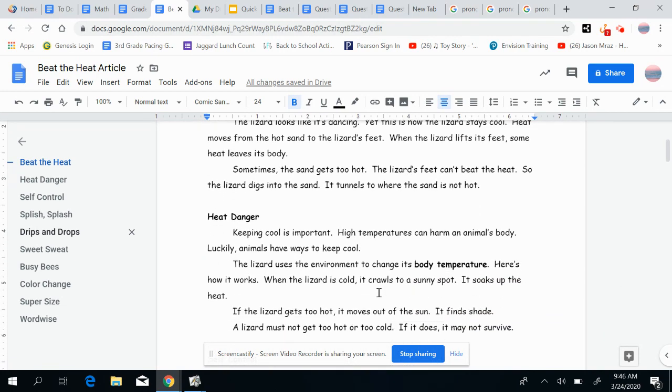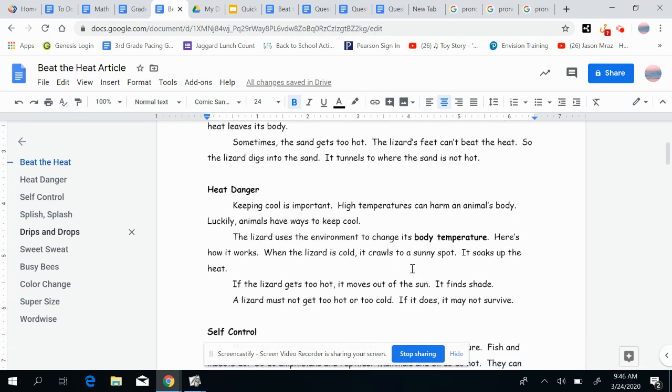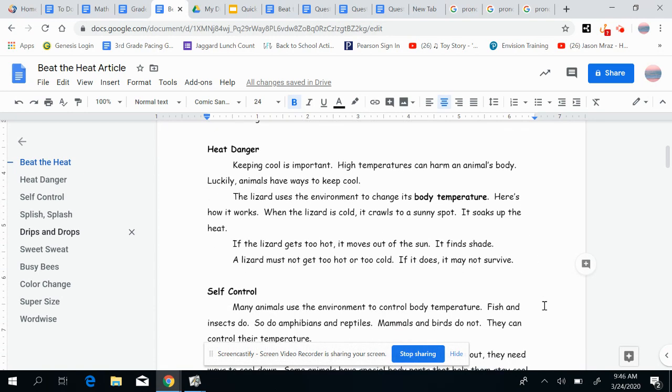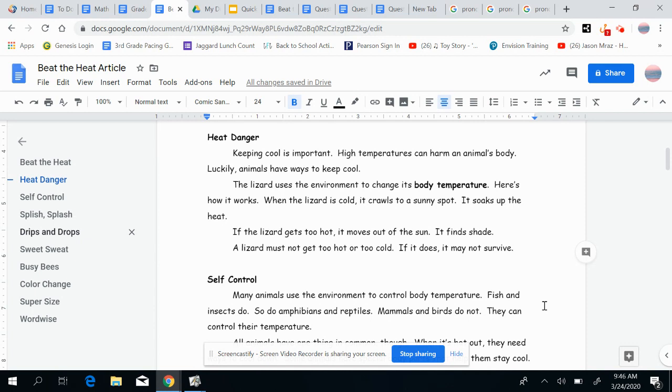Heat danger. Keeping cool is important. High temperatures can harm an animal's body. Luckily, animals have ways to keep cool. The lizard uses the environment to change its body's temperature. Here's how it works. When the lizard is cold, it crawls to a sunny spot. It soaks up the heat. If the lizard gets too hot, it moves out of the sun. It finds shade. A lizard must not get too hot or too cold. If it does, it may not survive.